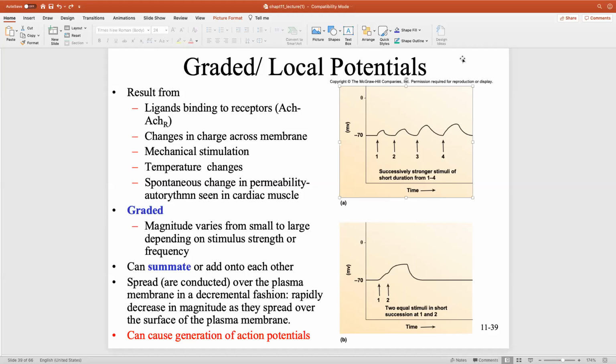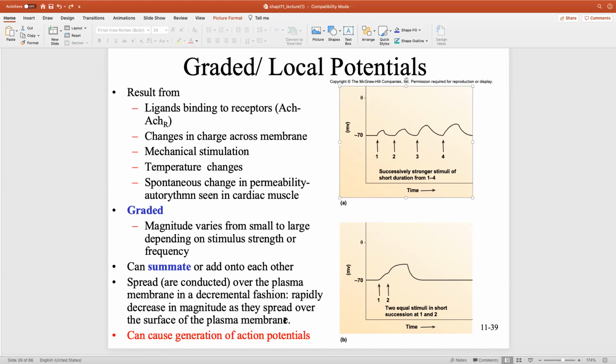So what else about these graded or local potentials? They can add to each other. They summate and add to each other. Here, you have the release of one batch of acetylcholine. It causes this little bit. And then immediately you have a second release of acetylcholine. So now, before it has a chance to come all the way down, your membrane potential from minus 70 with the first batch goes to minus 60. With the second batch, you're at minus 60 already. So with the second batch, you're going to release more acetylcholine. You might hit threshold. This is what we mean by summation right here.